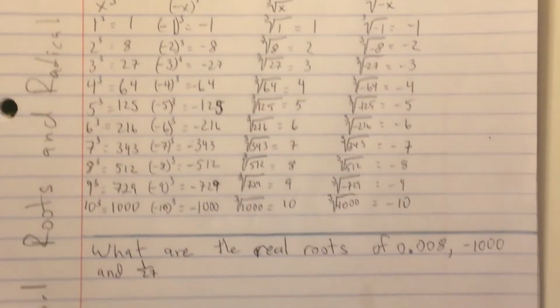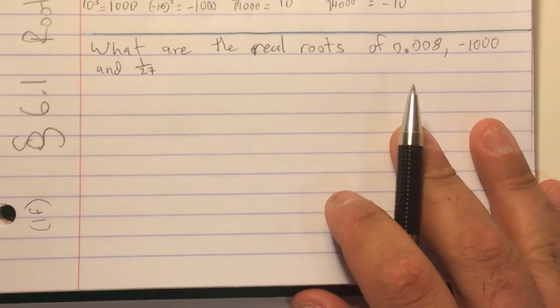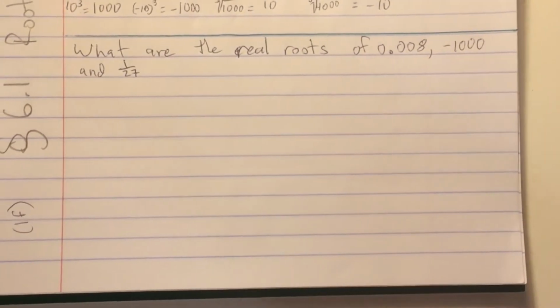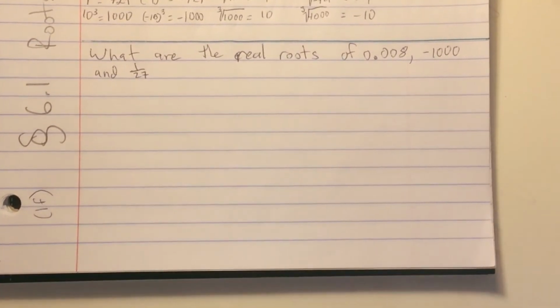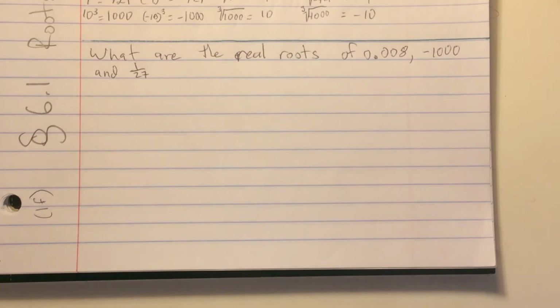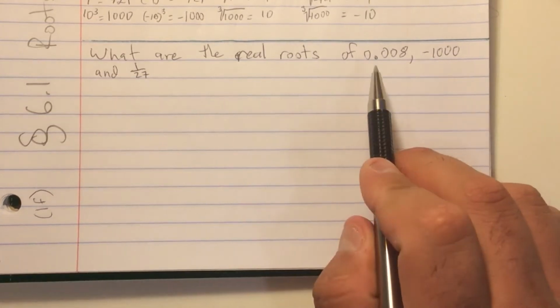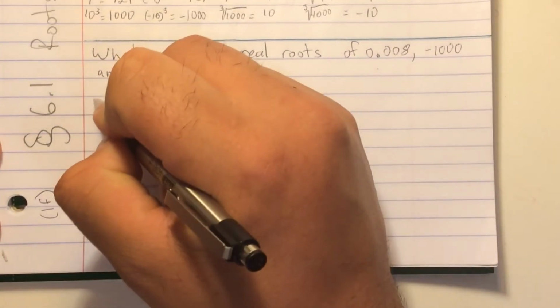Alright, cool. Now we're going to the actual problem that we're going to work out. Let me zoom out a little bit so you can see it all. What are the real roots of 0.008, negative 1,000, and 1 over 27? Okay, so we're going to start with this one here.